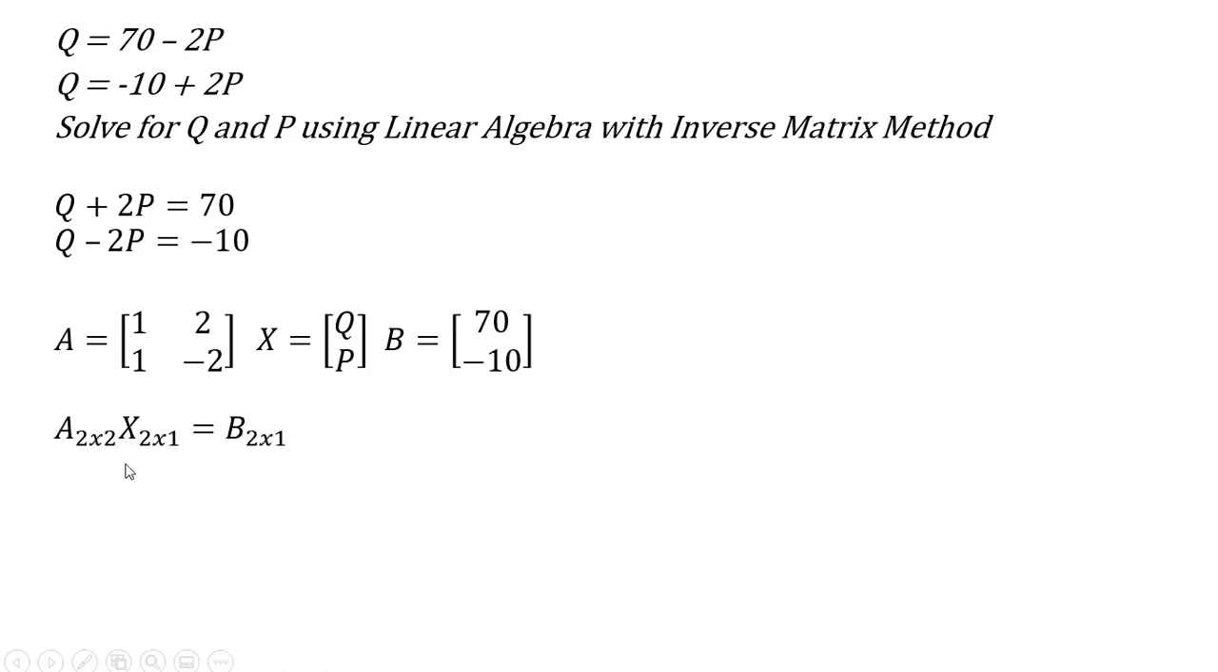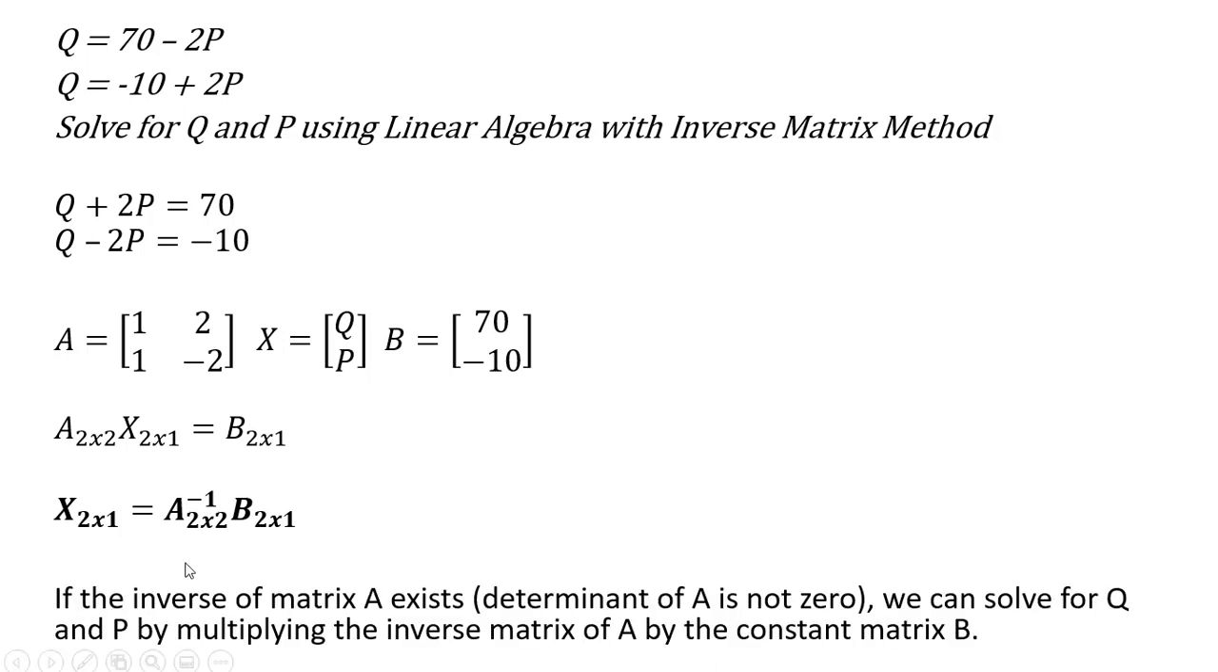So the rule here to solve a system of linear equations using the inverse matrix method is if we do the following. We want to solve for the inverse matrix of A, this coefficient matrix, and then if we multiply it by matrix B, we'll be able to solve for the unknown variables. So if the inverse of matrix A exists, that is the determinant of A is not 0, we can solve for Q and P by multiplying the inverse matrix of A by the constant matrix B.